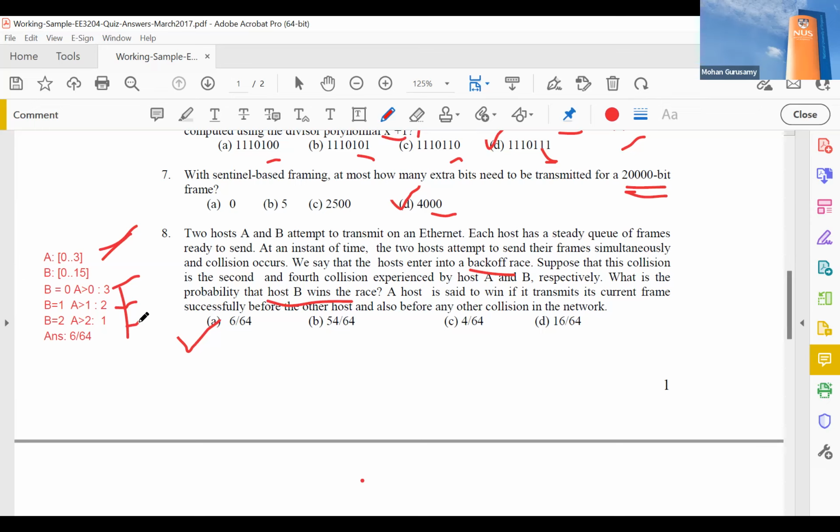But for all other cases, let's say B gets 3, 4, 5, 6, B cannot win. So in total, 3 plus 2 plus 1, that is 6 possible combinations out of a total of 64. How did we get 64? Because A has 4 possibilities, 0 to 3, and B has 16 possibilities, 0 to 15. So 4 multiplied by 16 is 64. So the probability is 6 by 64.